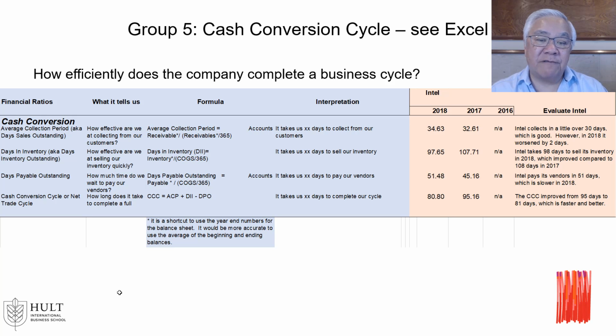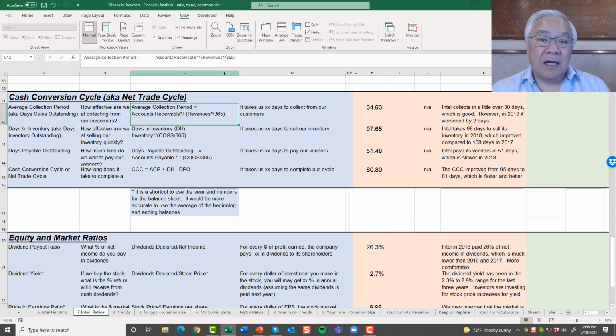Next group is cash conversion cycle. Again, that's inventory, receivables, and payables. We'll go inside Excel and do those calculations. All right, let's look at cash conversion.